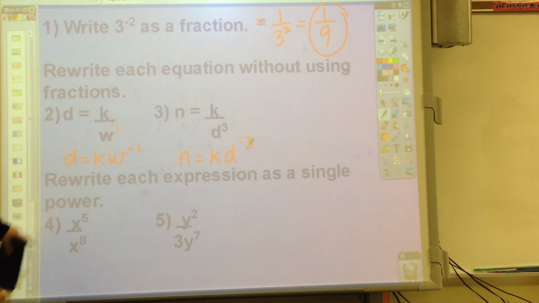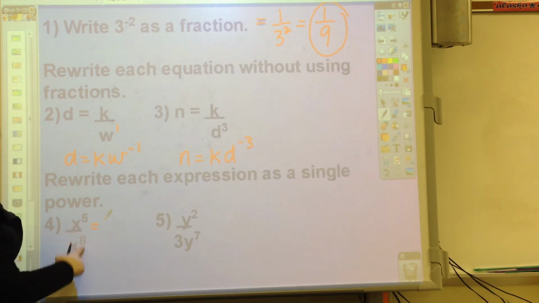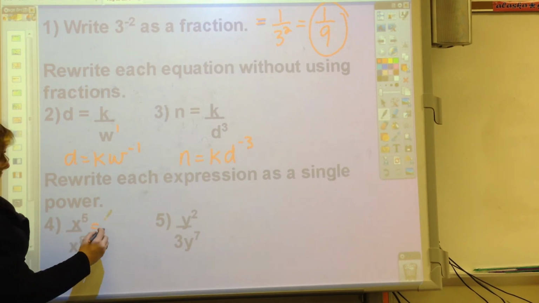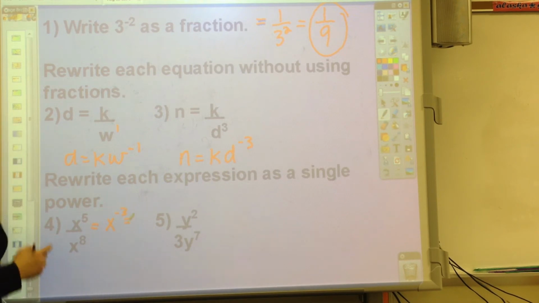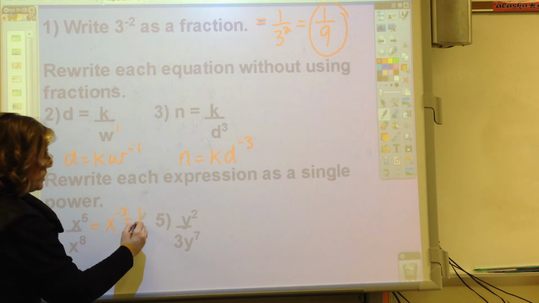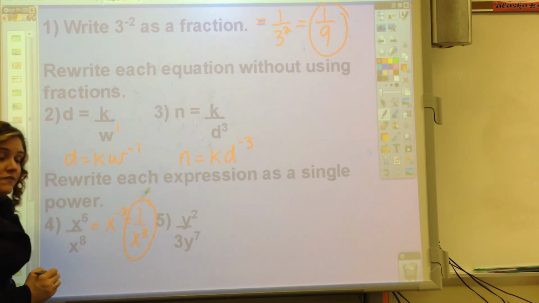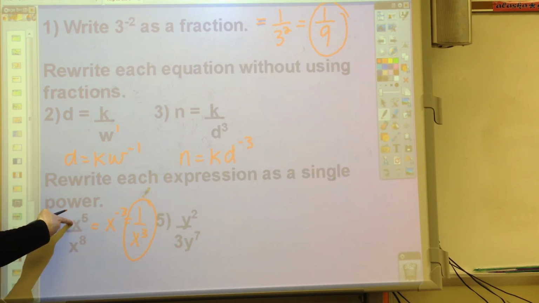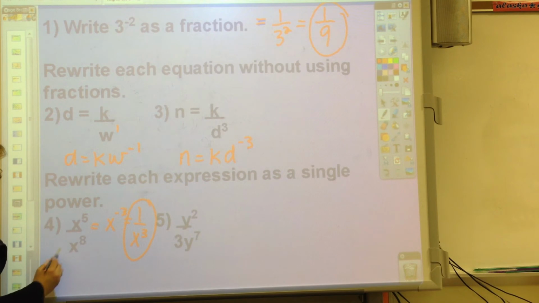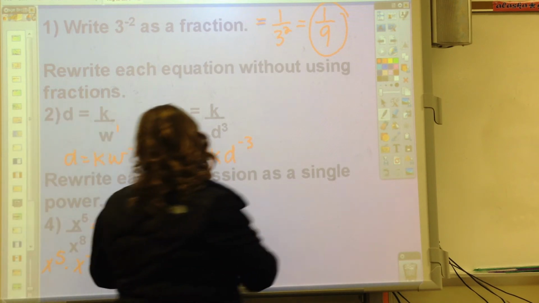All right, so if we're going to write these as a single power, notice that I could either subtract and get x to the negative 3rd, and then simplify and put my negative exponent in the denominator where it becomes positive, or I could have brought x to the negative 8 up and multiplied. Notice that that would have also been an option. And from there I would get the same solution.